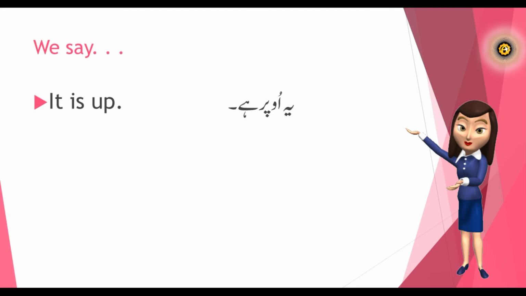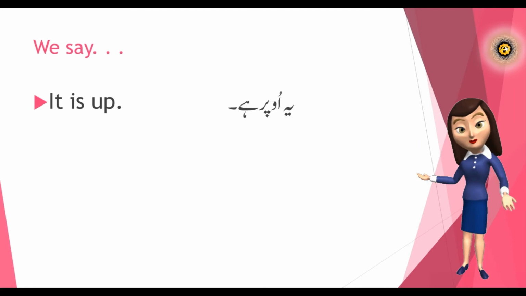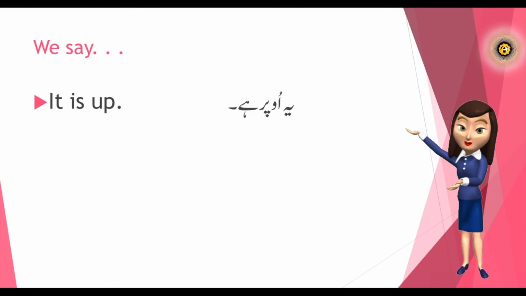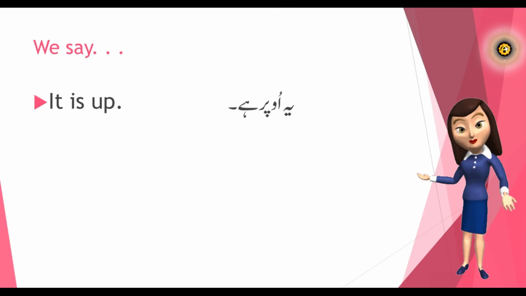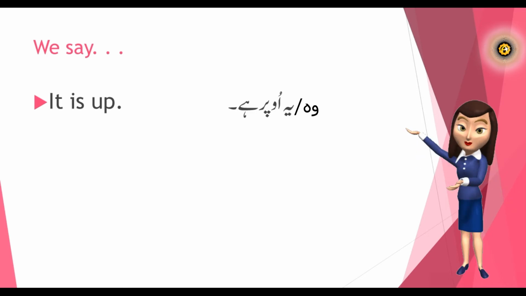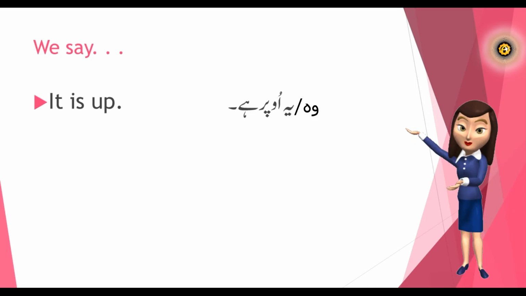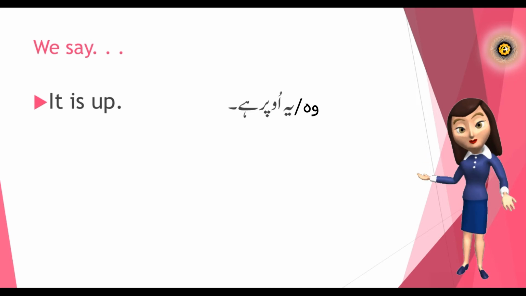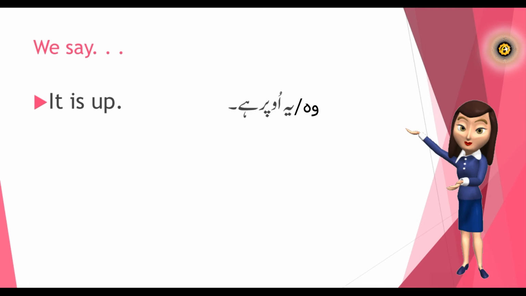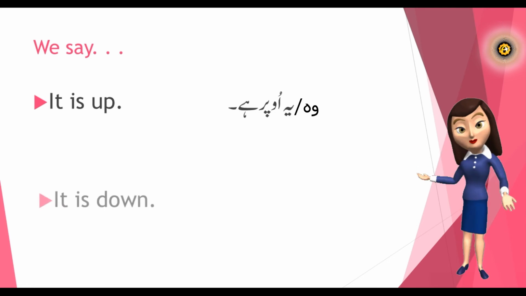Ye upar hai. Remember we just have learned that it in Urdu is ye or it could be wo. So the sentence could be wo upar hai. It could be ye upar hai or wo upar hai. It depends if you are talking about something which is near or far. Alright? Do remember that. Then we say it is down.